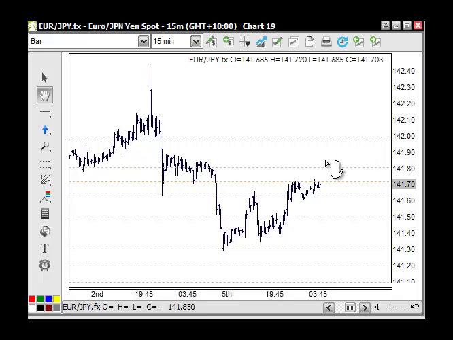So once again, if the 142 becomes support, well then obviously it's strong and it'll be moving up from that point. So basically we're looking for weakness to short. So that's what you need to wait for.